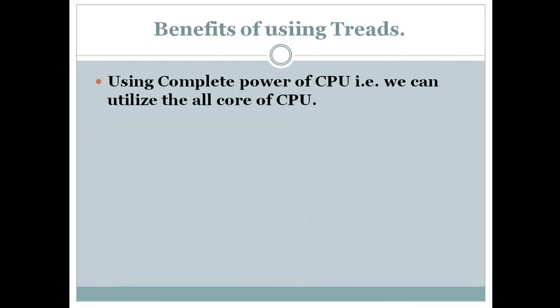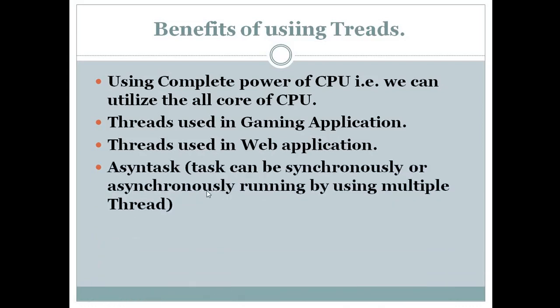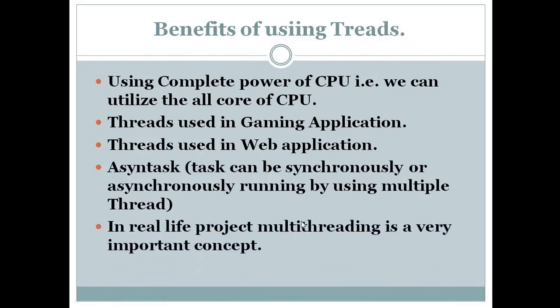So what are the benefits of using threads? We can use the complete power of the CPU. We can utilize all the cores of the CPU by using multi-threading, and threads are also used in gaming applications. Threads are also used in web applications, and in different sectors. Tasks can be run synchronously or asynchronously by using multiple threads. In real-life projects, multi-threading is a very important concept nowadays.